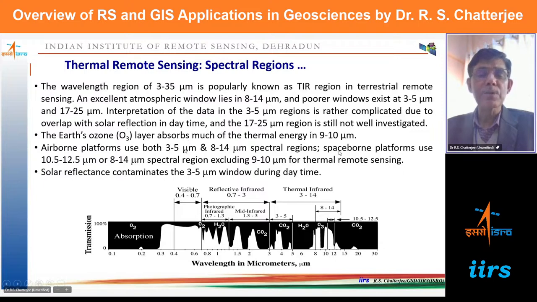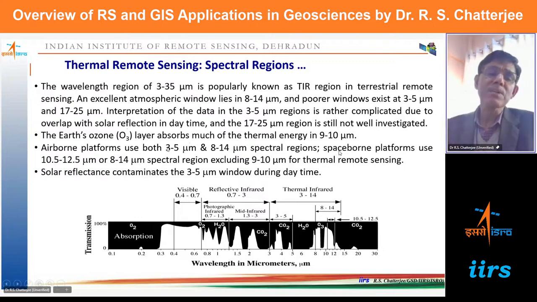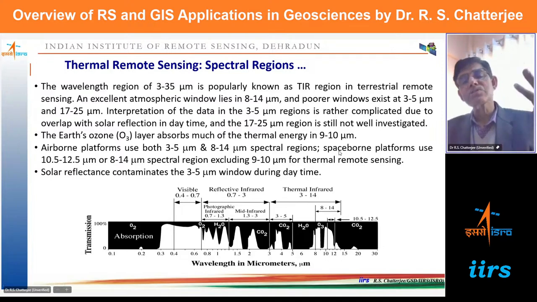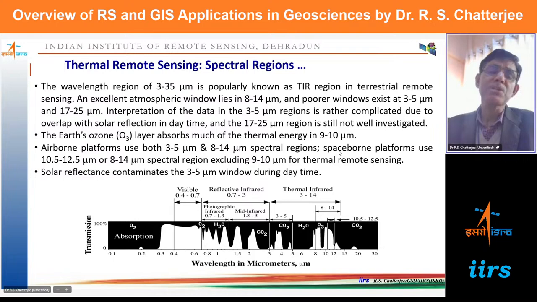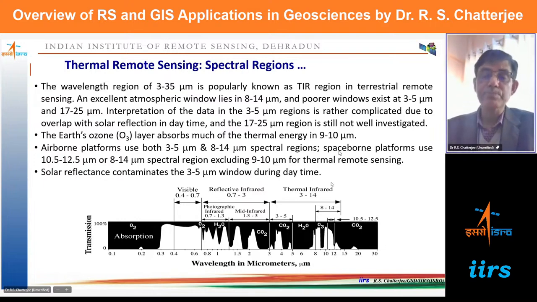But in the case of 3 to 5 micrometer, there is a problem because of reflection. During daytime, a lot of reflected energy comes in around the 3 micrometer region. So the reflected energy component will be much higher than the emitted energy, and it will be very difficult to separate the thermal energy from the reflected energy. So it is always advisable to use this 3 to 5 micrometer window only during the night time. During daytime, there will be a lot of contamination between the reflected energy and the emitted energy. And thermal remote sensing is based on the emitted radiation, isn't it? It is not the reflected energy.